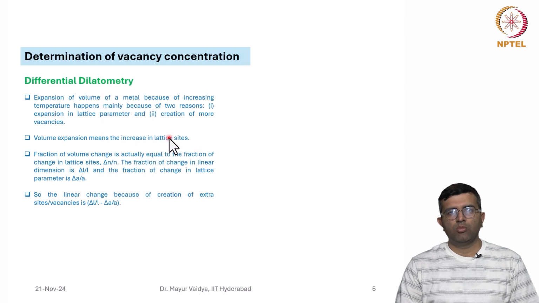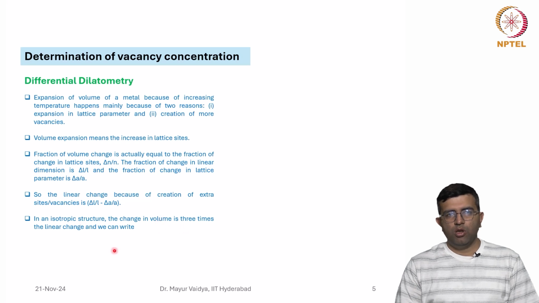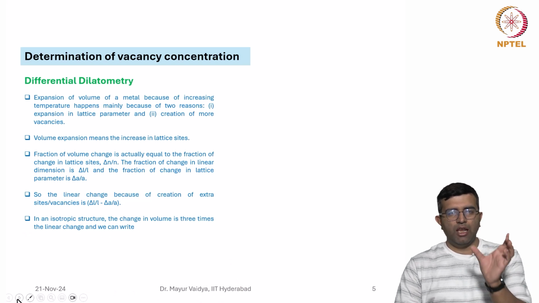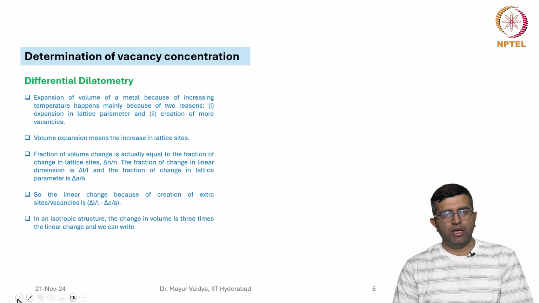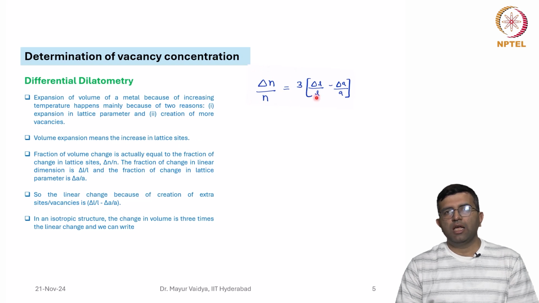Now, moving ahead, what we see is that in an isotropic structure, the change in volume is 3 times that of the linear change. So, if the structure is isotropic, then you simply calculate the change in one dimension and multiply it by 3, and therefore, we can write that delta n by n, that is the change in the lattice sites, is equal to 3 times (delta L by L minus delta a by a).